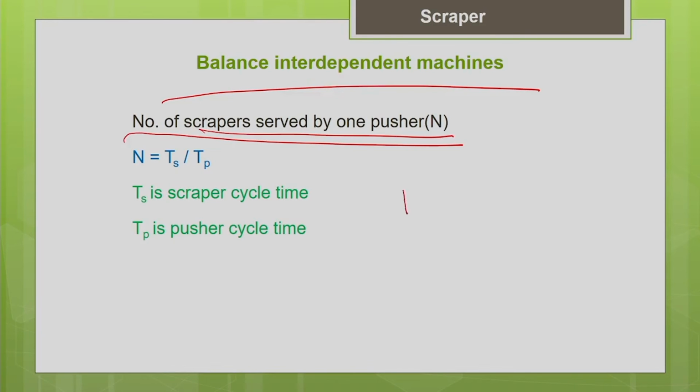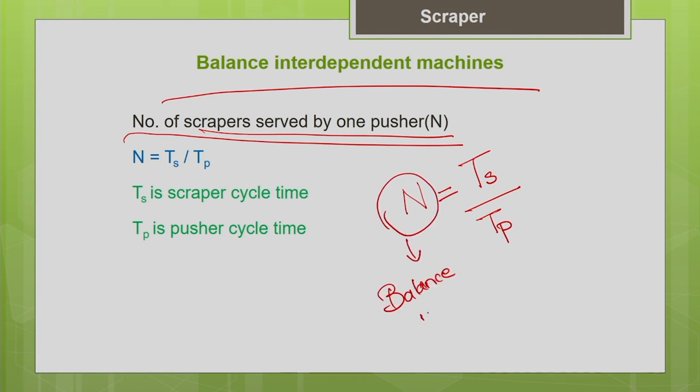N is the number of scrapers served by one pusher. It is equal to the cycle time of the scraper divided by the cycle time of the pusher. This gives you the balance number. So, this is your balance number.